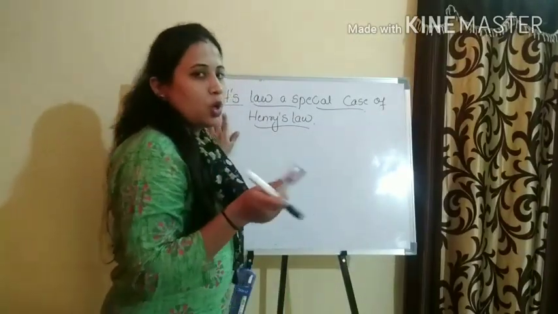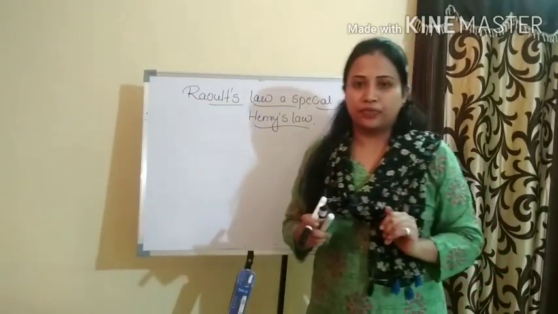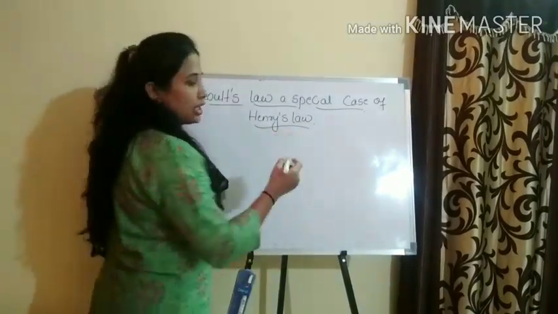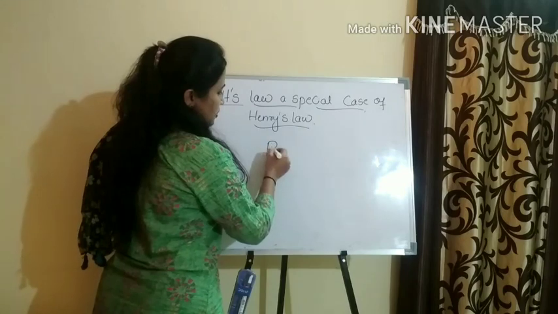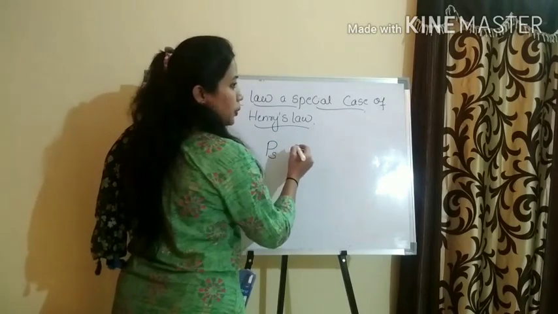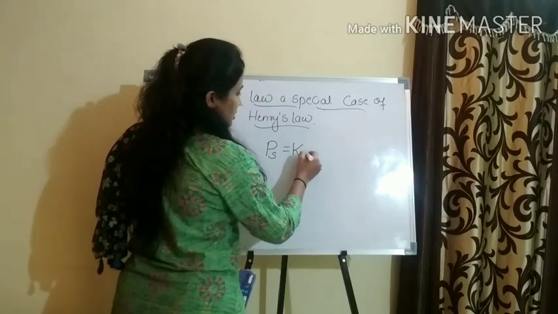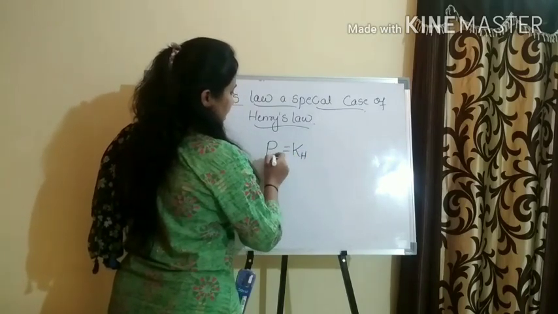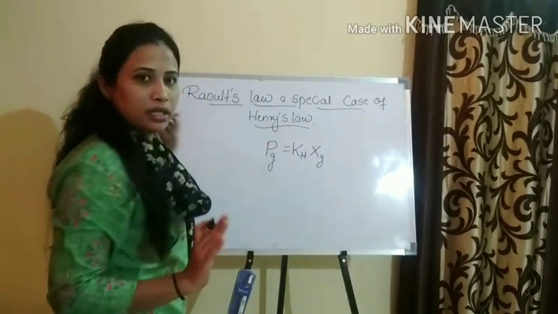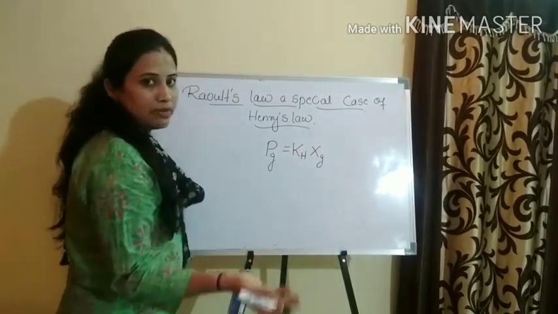There is another small concept, when we compare Raoult's law and Henry's law. We know what Henry's law says: the partial pressure of a component or a gas in a liquid is directly proportional to its mole fraction. The formula is P equals KH into the mole fraction of that gas. The partial pressure is directly proportional to the mole fraction of a gas in a given liquid.